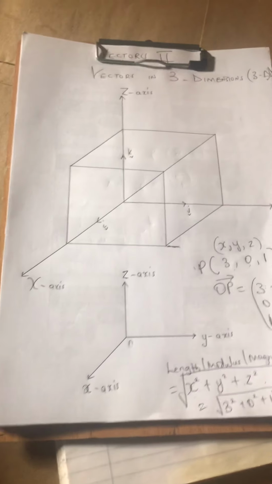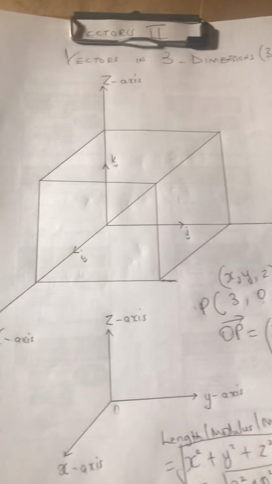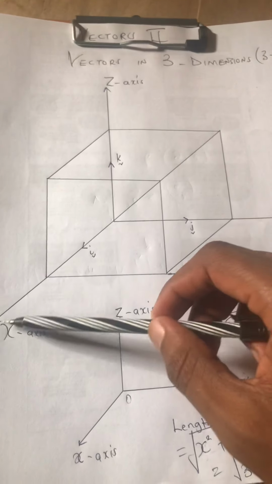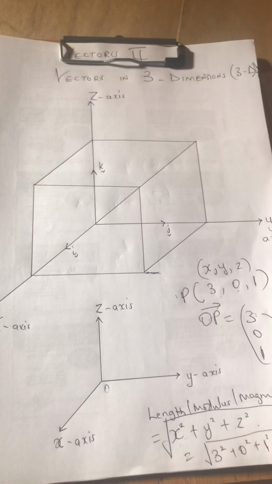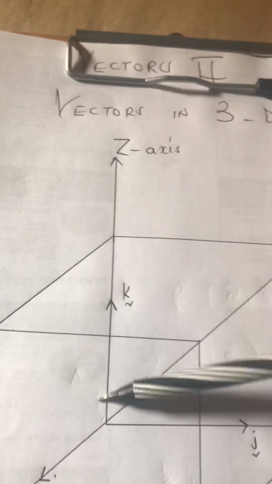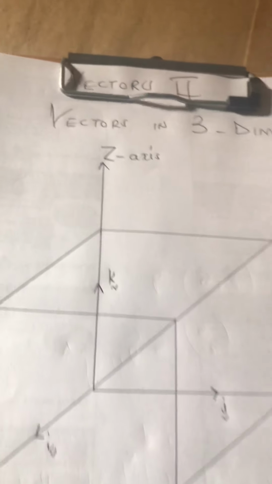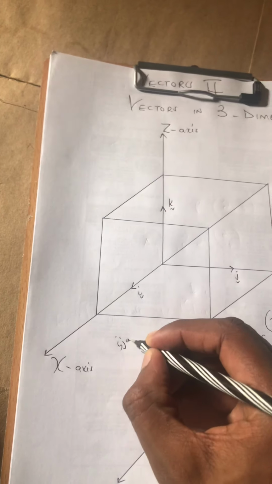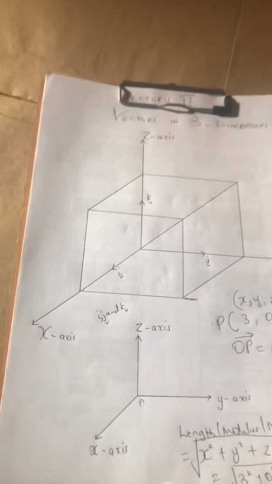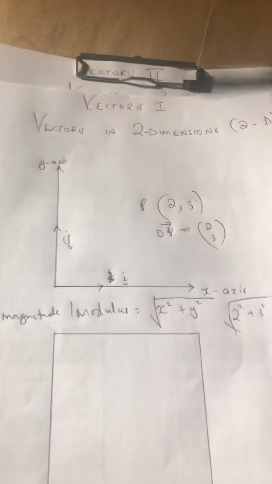I hope umeelewa. Kitu ingine ni rahisi sana, tulisema the unit vector for x-axis is called vector i, the unit vector for y-axis is called vector j, and the unit vector for the z-axis now is called the vector k. So basically here we shall have vectors i, j and vectors k. Remember, pale in 2 dimensions, vectors zilikuwa just with vector i and vector j representing the x and the y axis. So I hope umeelewa.